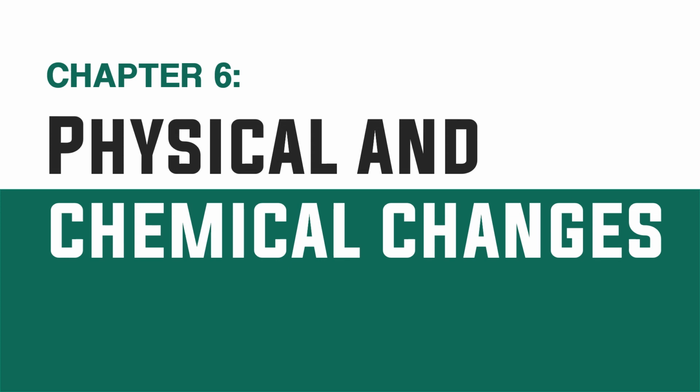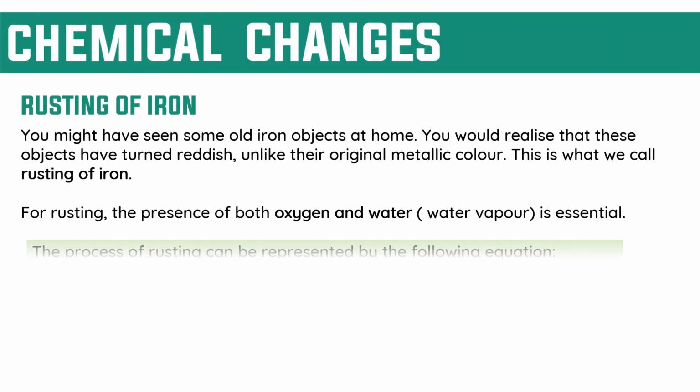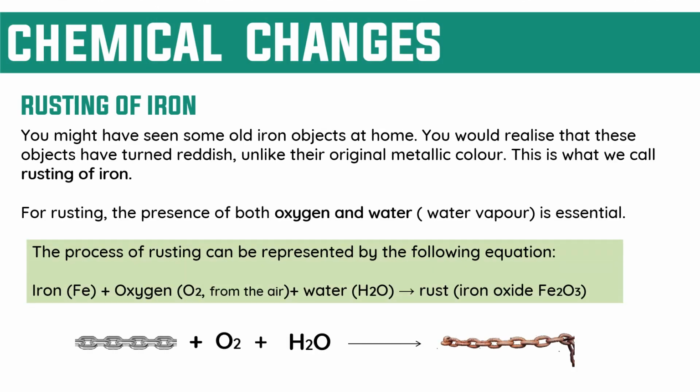Chapter 6, Physical and Chemical Changes. In this lesson, we studied many examples of physical and chemical changes. And today we are going to see another important chemical change, that is rusting of iron. Rusting of iron is a chemical change.